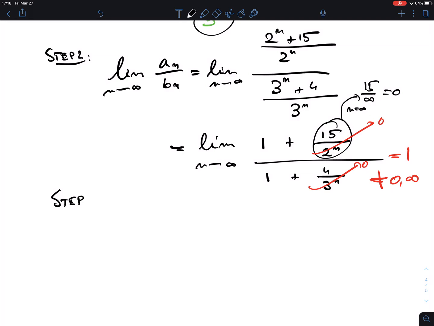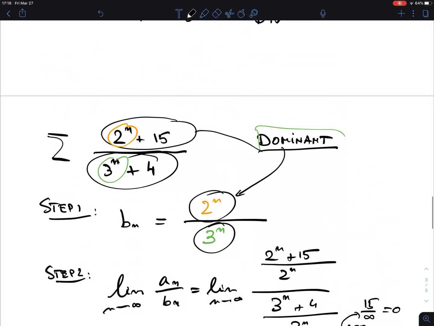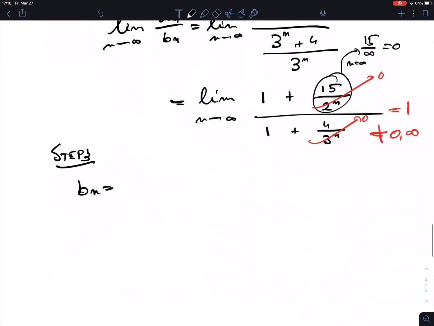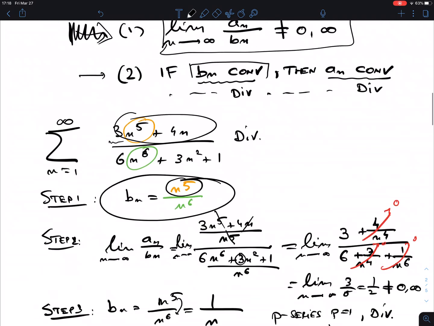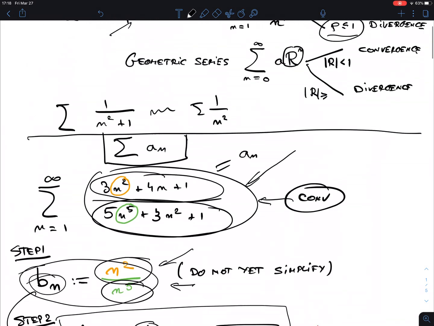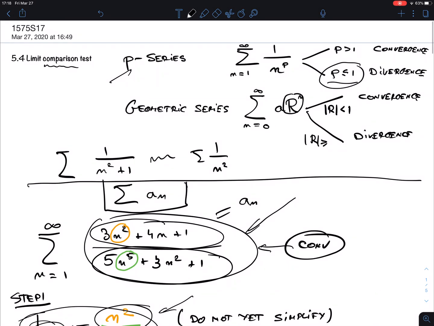Now we're going to take a closer look at b_n. What is b_n? In this case, it was 2 to the n divided by 3 to the n. Oh, you say that's not a geometric series. What is this now? Well, remember, I did this example all the way in the beginning. I think I erased it, right? Do I still have it? Yeah, no, I erased it.